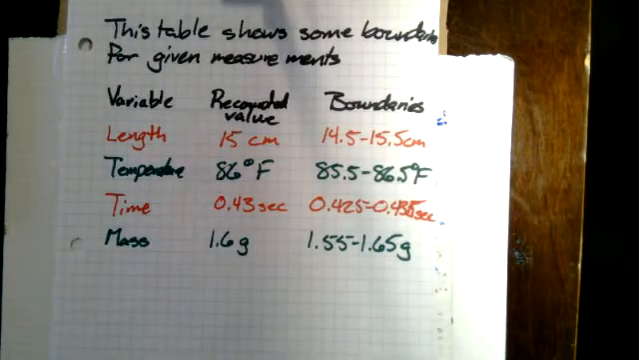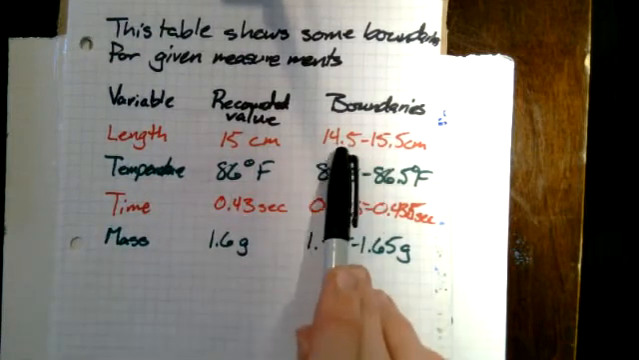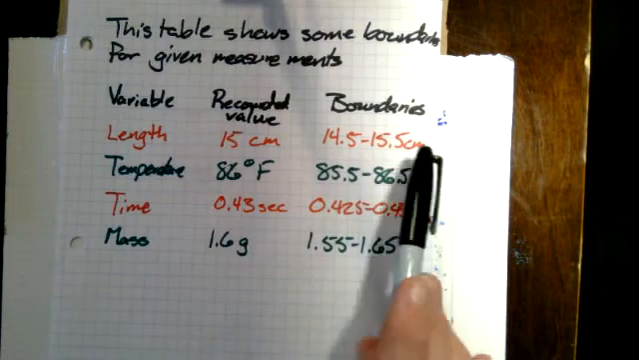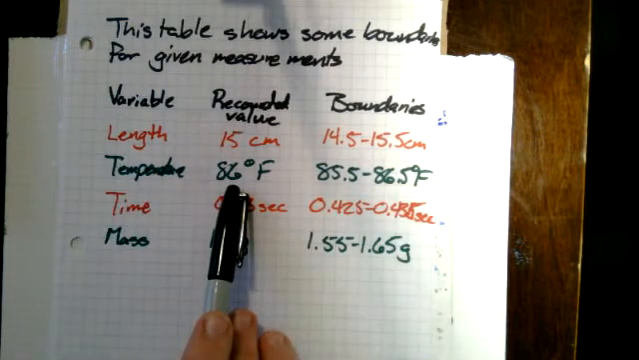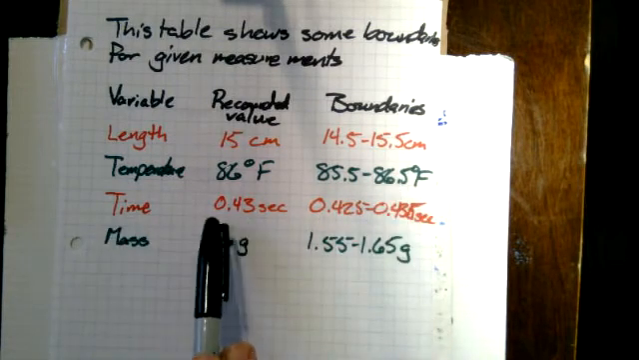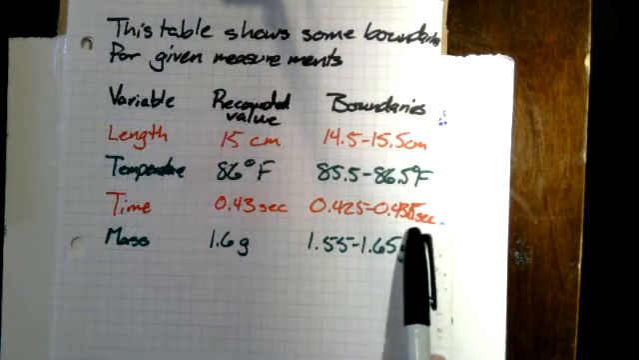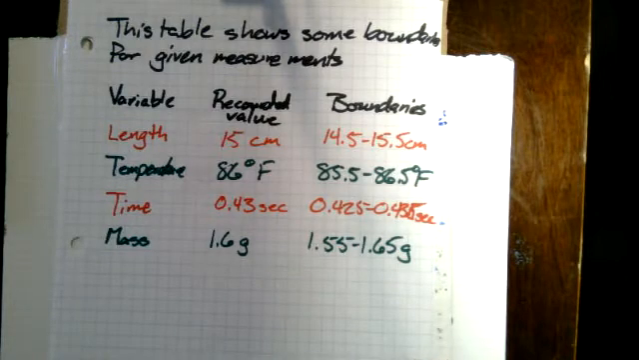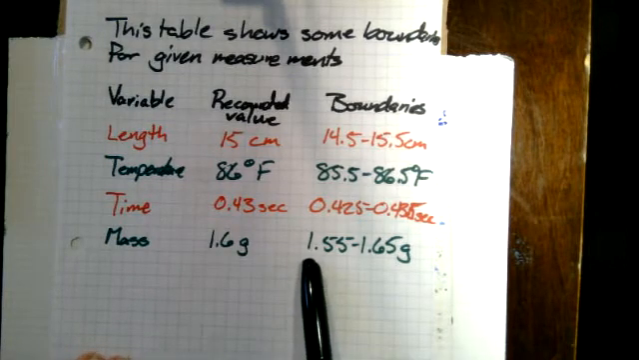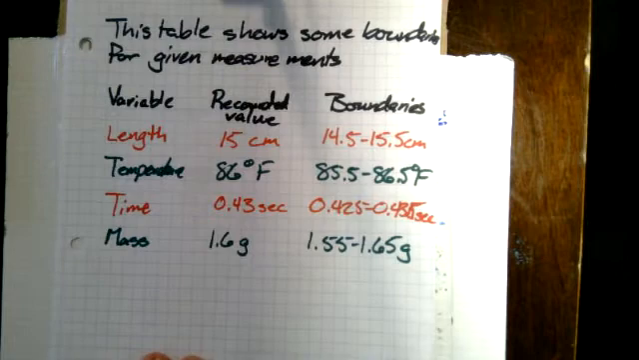This table shows how some boundaries for given measurements. So here we have length, 15 centimeters. Its boundary is 14.5 to 15.5 centimeters. Temperature, 86 degrees Fahrenheit, 85.5 to 86.5 degrees Fahrenheit. Time, 0.43 seconds. That goes 0.425 to 0.435 seconds. We don't always measure in whole units. Mass, 1.6 grams. Our boundaries would be 1.55 to 1.65 grams. Sorry, that wasn't kilograms, that was just grams.